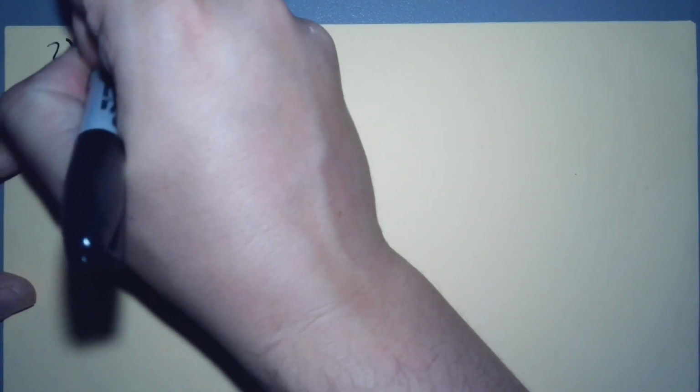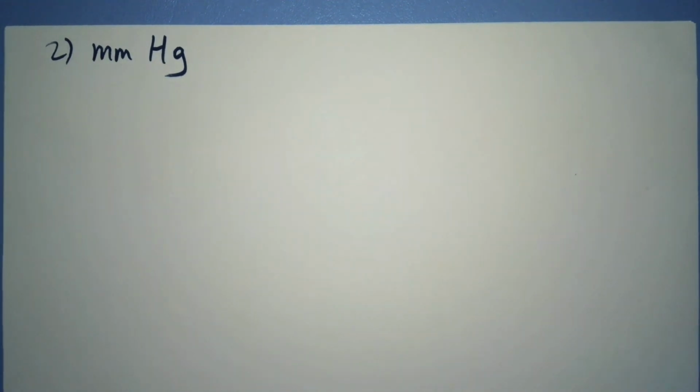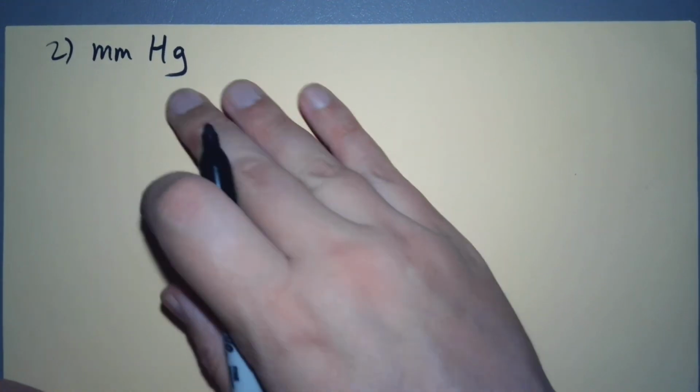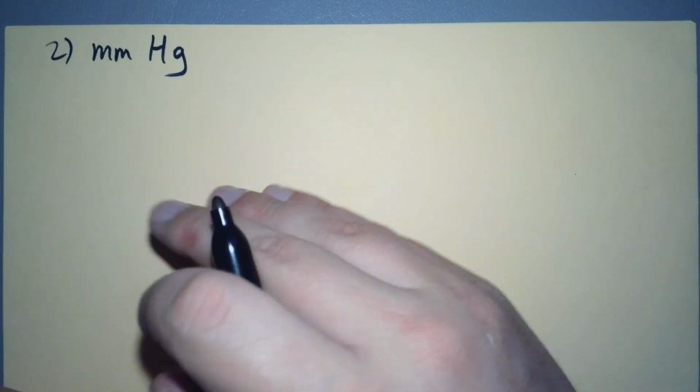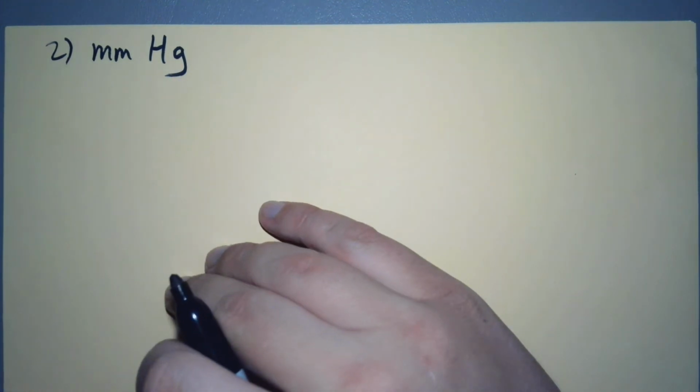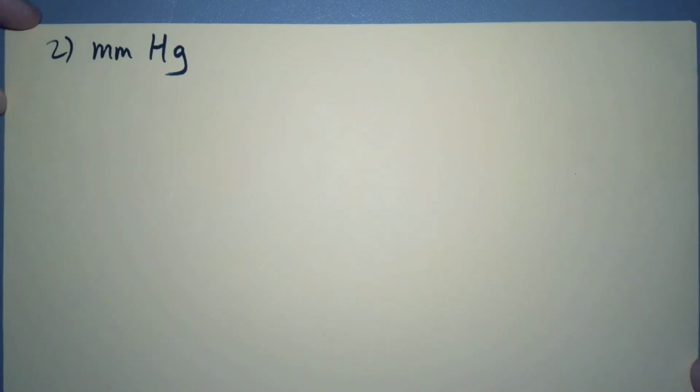Unit number 2 is millimeters of mercury. These unit names really don't leave a lot to the imagination, by the way. Hg is the chemical symbol for mercury. Turns out the Romans did know about it, so odds are they probably all ended up with mercury poisoning because they weren't very responsible with their metals. I'll say that. They're like, hey, cool, liquid metal. I wonder what it tastes like.